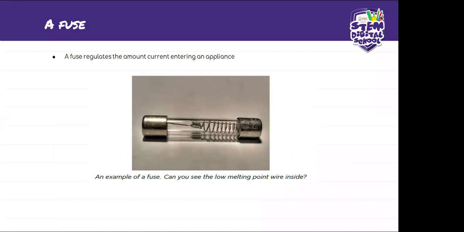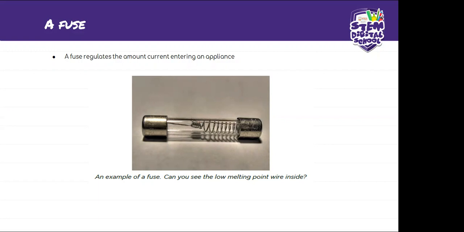So what is the fuse? A fuse is just an item or a part of an appliance that regulates the amount of current entering the appliance. So we have got a diagram there, which is an example of a fuse. Okay, you can see the low melting point wire inside. You can see the wire that looks like a coil. It's coiled. Then what happens is that if the current is too much, then this one will melt.